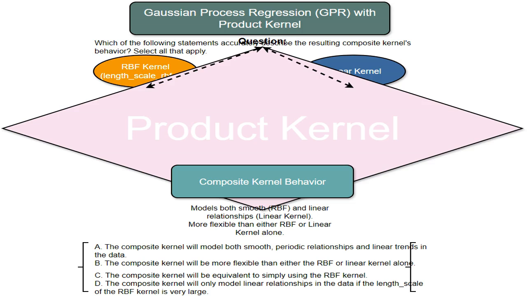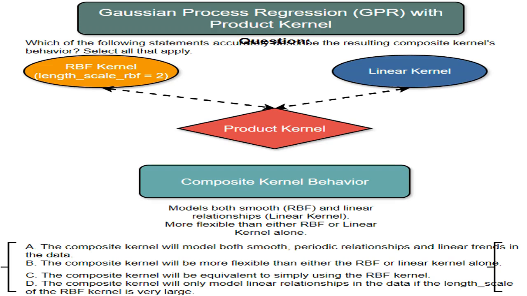This refers to the combined behavior of the RBF and linear kernels. The RBF kernel, radial basis function, captures smooth curves, while the linear kernel models straight lines. Together, they can model both smooth, curvy relationships and linear trends. The composite kernel, the result of our combined kernels, is more adaptable because it incorporates both the flexibility of the RBF kernel and the precision of the linear kernel. It can model more complex patterns in the data than I could with either kernel alone. Isn't that neat?